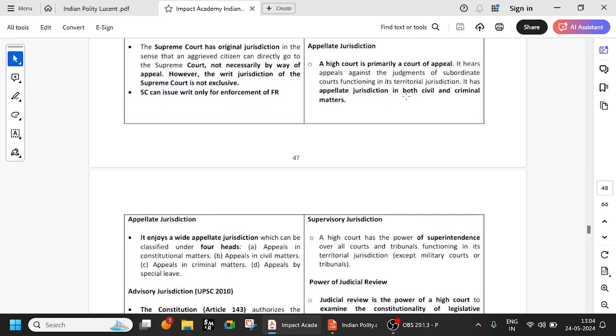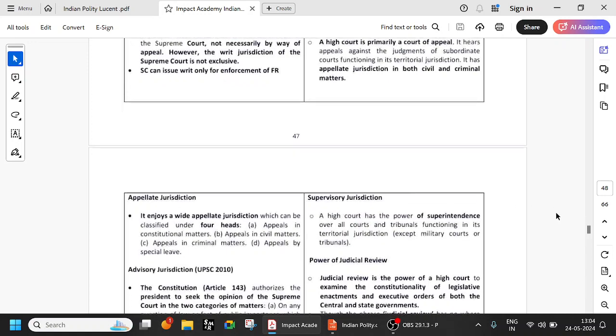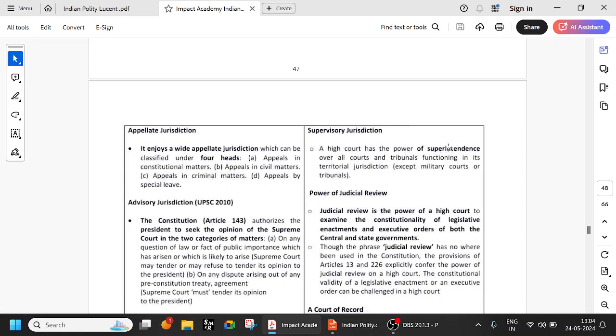So for every small thing you need not go to the High Court. First you go to the local tribunal or local court, and then as an appeal you will go to the High Court. It has appellate jurisdiction in both civil and criminal matters. Next, supervisory jurisdiction. A High Court has the power of superintendence over all courts and tribunals functioning under its territorial jurisdiction, except military courts and tribunals. So military as it is, no one has any power. All other courts and tribunals, the High Court has power over that. And on top of the High Court, Supreme Court has more power.